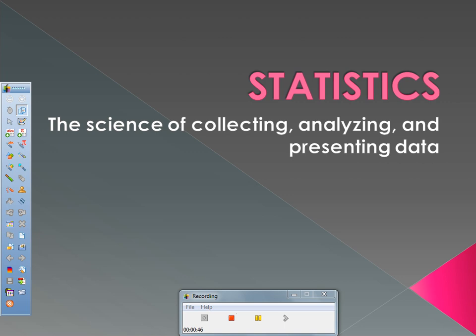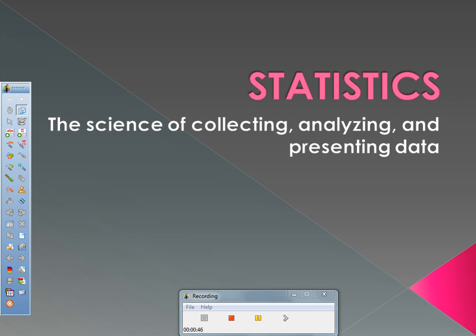If I stand down on the street corner at Seneca and interview people who are walking into the coffee shop, am I really going to get a representative sample of the opinions in Seneca? No. Okay, so yes, collecting data is important.